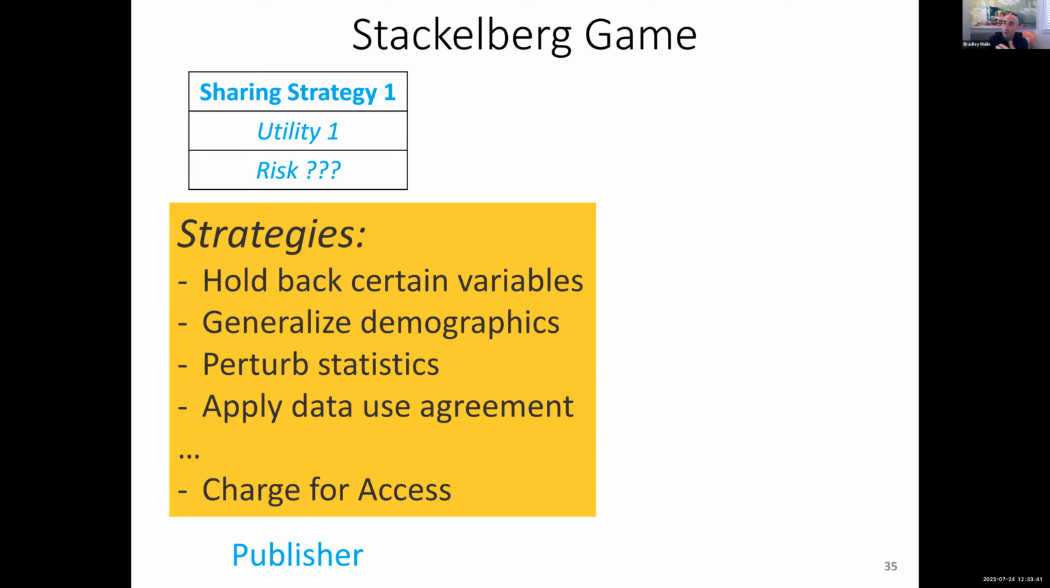And so we say, okay, well, let's play a bunch of different strategies, right? Let's hold back certain variables. Let's generalize demographics to different degrees of detail. And then let's play this all out. So this is, let's say, a single strategy first.